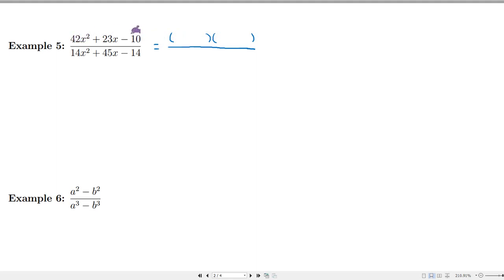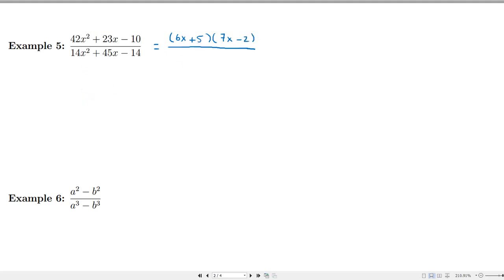Looking at the factors of 42 and 10, right? So 42, we have 1 and 42, 2 and 21, 3 and 14, 6 and 7. And then with 10, we'd have 1 and 10, and 5 and 2. And we could slowly do some trial and error here, but we would get a 6x plus 5 and a 7x minus 2 for the numerator.